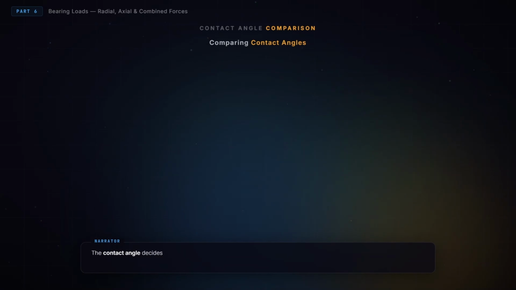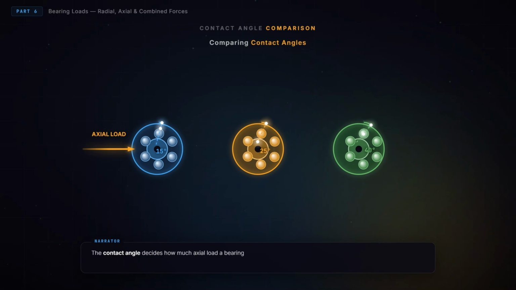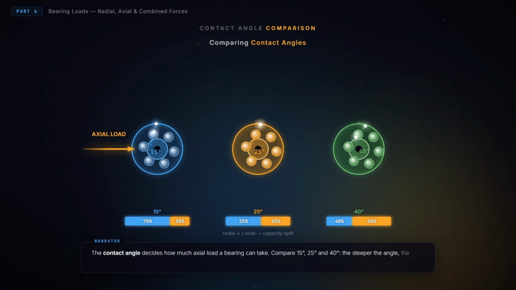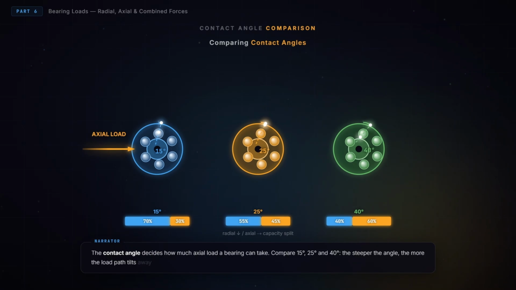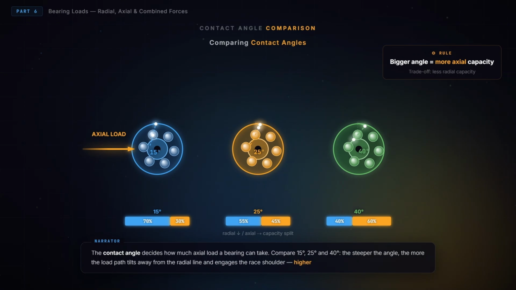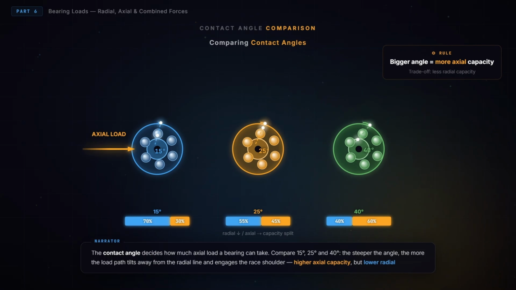The contact angle decides how much axial load a bearing can take. Compare 15, 25, and 40. The steeper the angle, the more the load path tilts away from the radial line and engages the race shoulder. Higher axial capacity, but lower radial capacity.